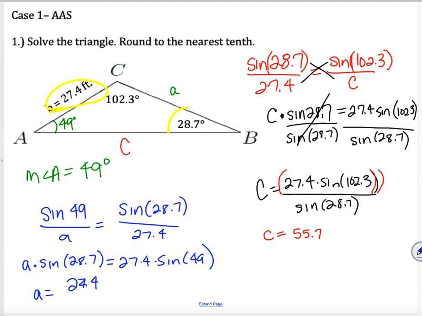27.4 times the sine of 49 divided by the sine of 28.7. So one more time, if you want to type this all in at once, you need to put parentheses around the numerator. Otherwise, you can type in the numerator and hit enter and then divide by sine of 28.7. And I am getting 43.1. 43.1 for that last side.